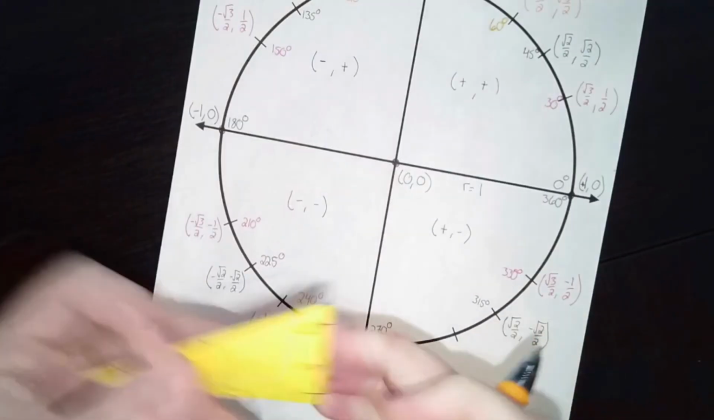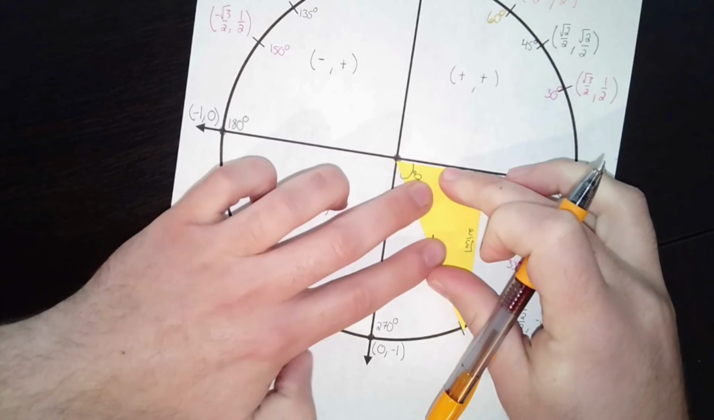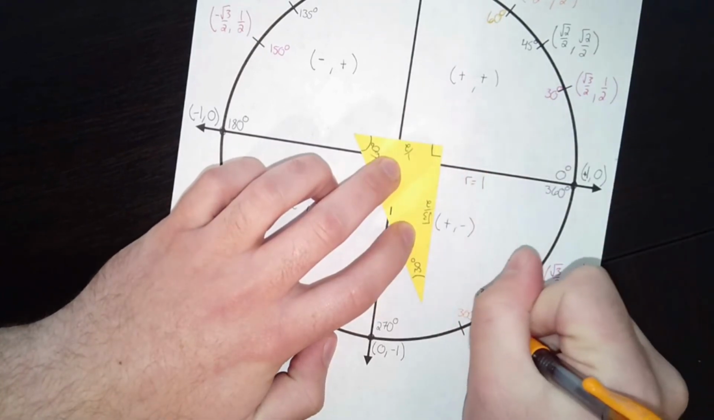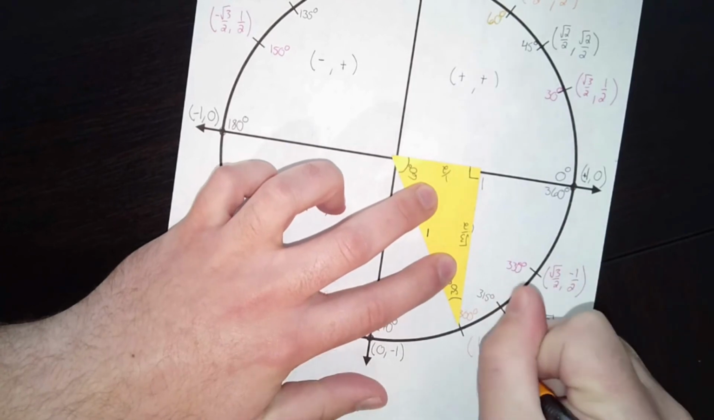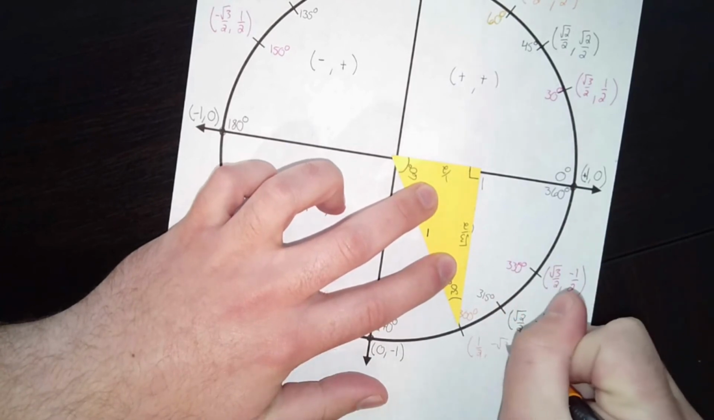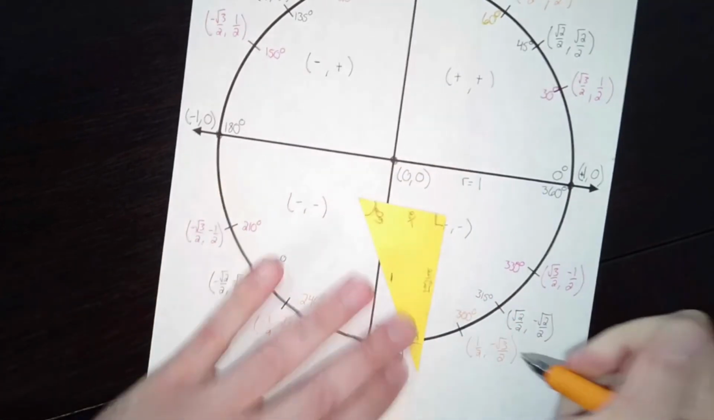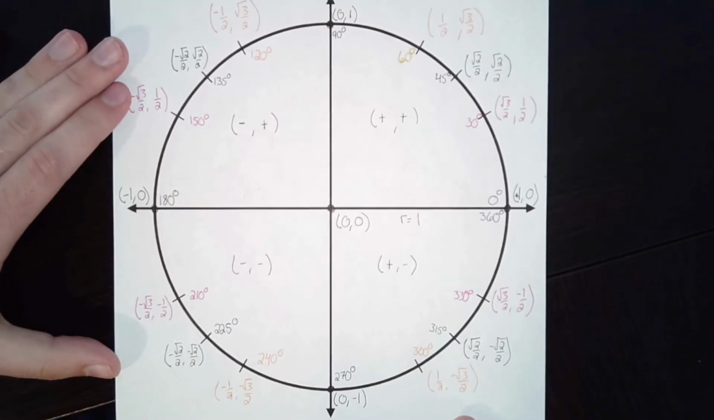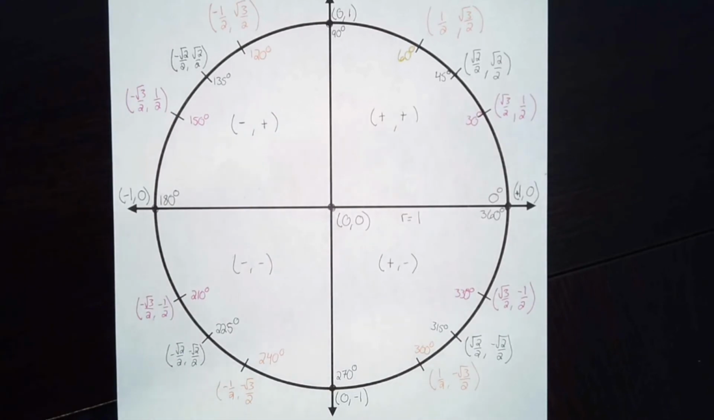And then your last one over here on the other side is going to be at 300 degrees. And I have a positive x and a negative y. Okay, so let me get this to where we can see everything, and then we'll start to talk about some of the patterns that we see here.